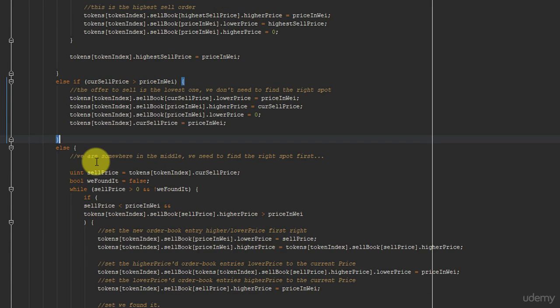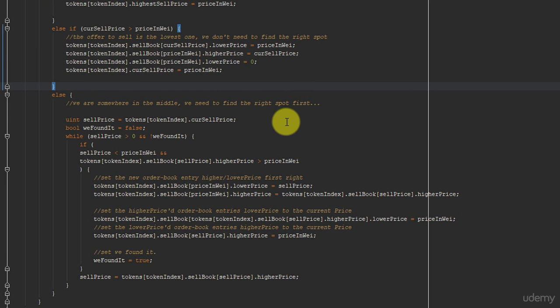Now this is the fairly easy part again. On the other hand, if we are somewhere in the middle, we have to find the right spot. We are going from the lowest price, which is the current sell price, to the highest price. With every iteration in our while loop, we are setting the new sell price to the higher price of the current sell price where we are at. So if we have 4 entries, let's say somebody wants to sell tokens for 100, somebody for 200, somebody for 300 and for 400, we start with 100, which is the current sell price.